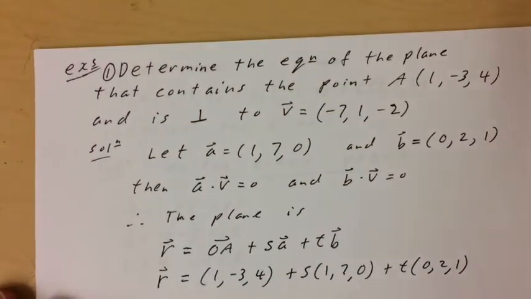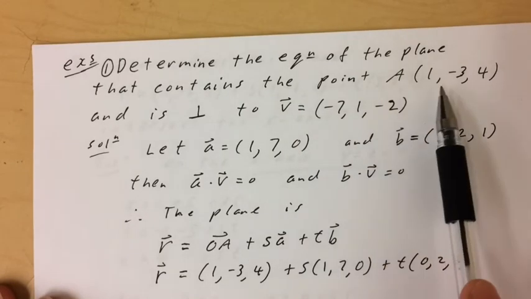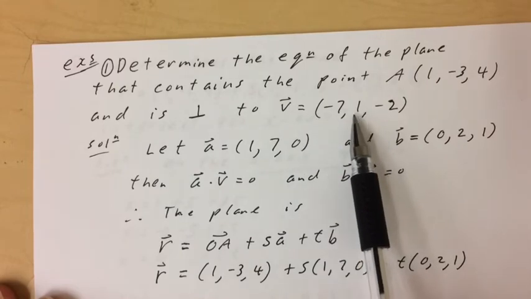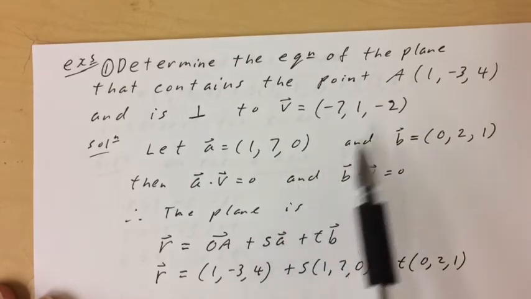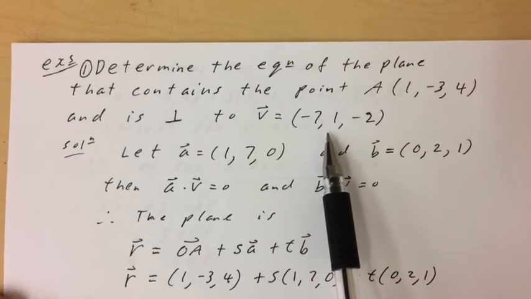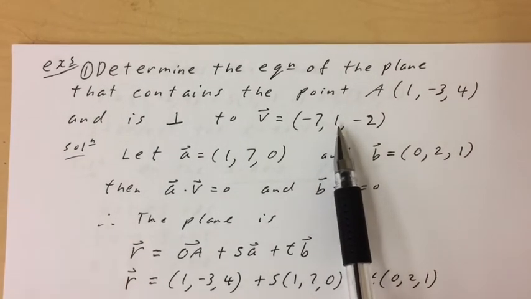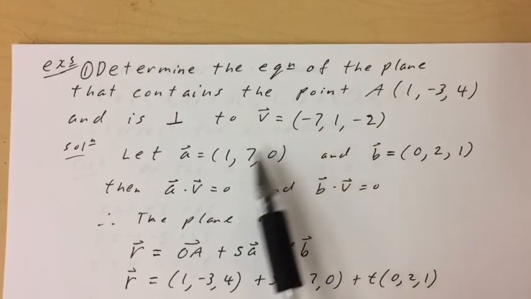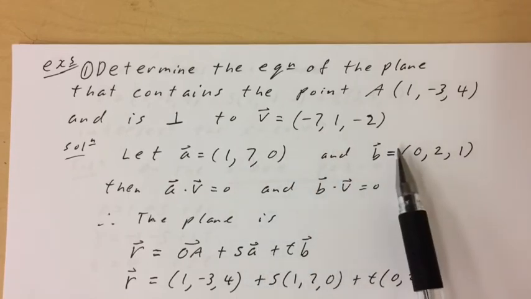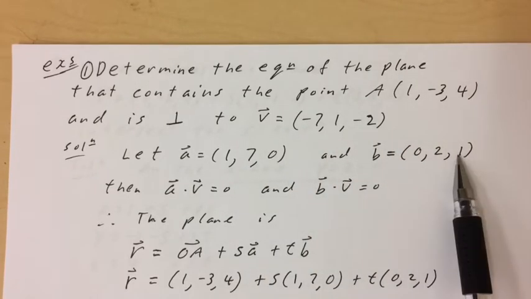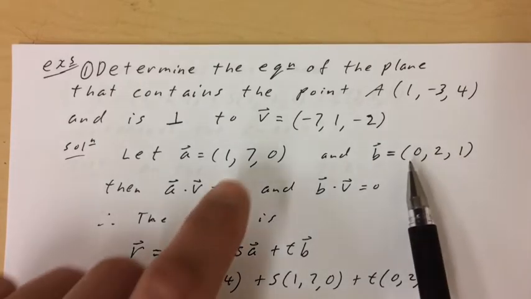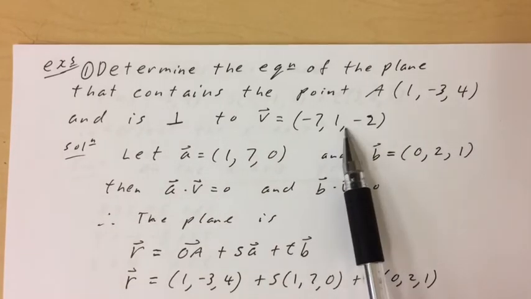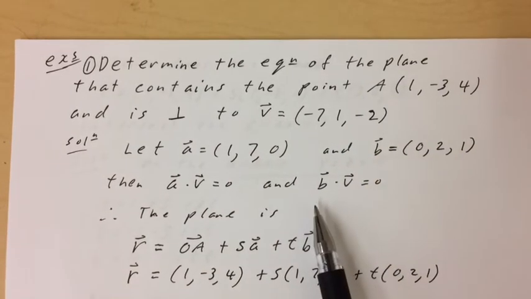So determine the equation of the plane that contains the point A (1, -3, 4) and is perpendicular to the vector v (-7, 1, -2). Okay, so we know how to find vectors that are perpendicular to a given vector. We just take 2 of the coordinates, flip them, change one sign, and make the third one 0. So take the -7, 1, flip it, and make that 7 positive. Then take the other 2, the last 2, flip those, and make the 2 positive. These 2 are not going to be collinear because of the 0 coordinates in the different spots, and they're both perpendicular to v. So these would be our direction vectors.